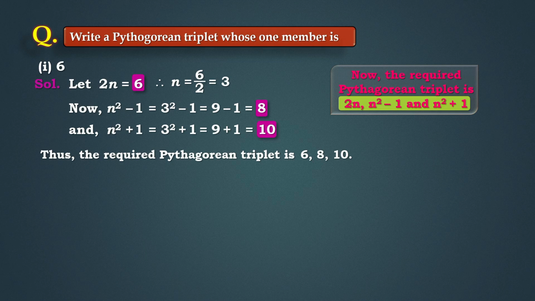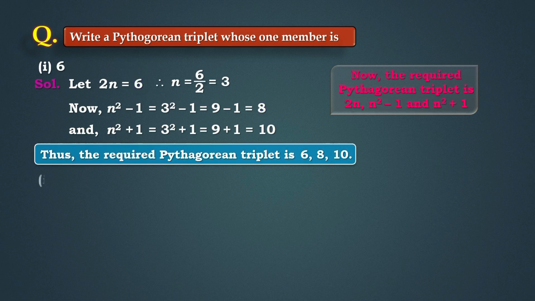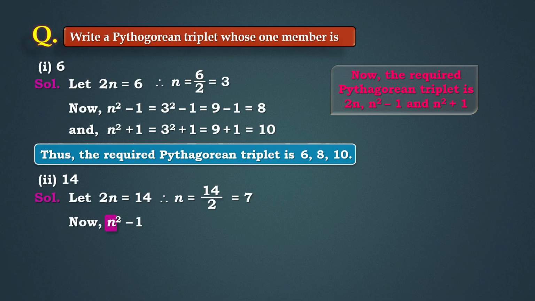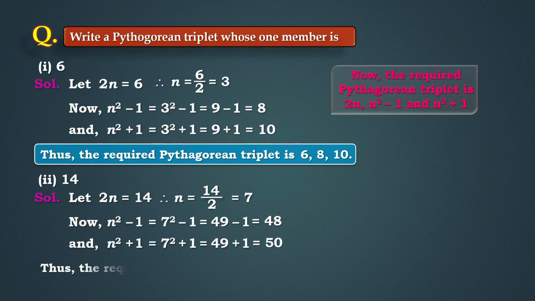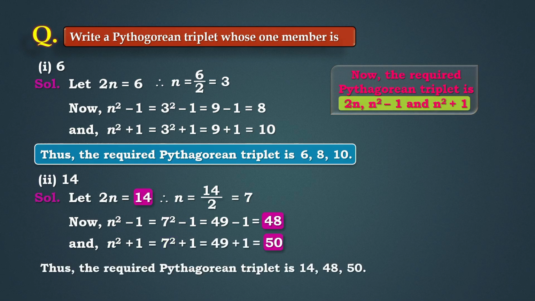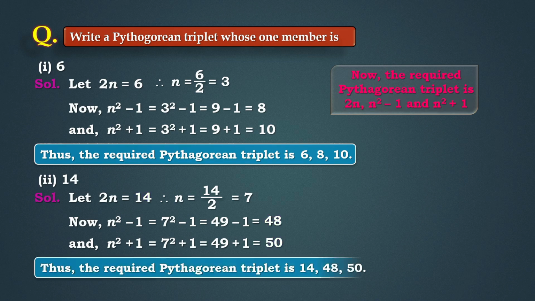Now second case, the number is 14. Let 2n be equal to 14. So n becomes 7. Now calculate. n square minus 1 is 49 minus 1, which is 48. n square plus 1 is 49 plus 1, which is 50. So, the required Pythagorean triplet is 14, 48 and 50. Try solving similar questions on your own for better understanding.